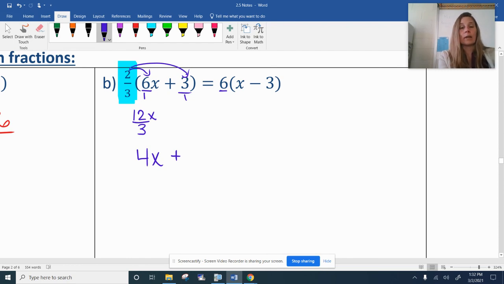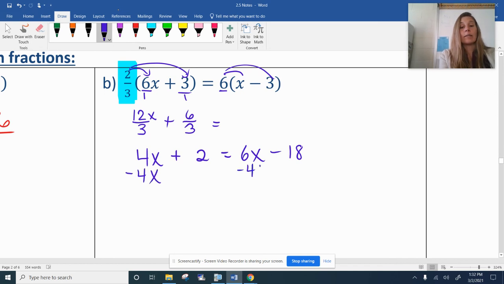And some of you may be able to do that in your head. What's 2/3 of 6, right? 2/3 of 3 is 2, but if you weren't sure, 2 times 3 is 6. 3 times 1 is 3, and then you would just divide it and simplify it from there. And then on this side, we have 6x minus 18. So now we're just getting all of our variable terms together on the same side.